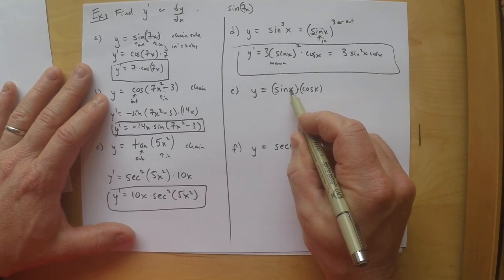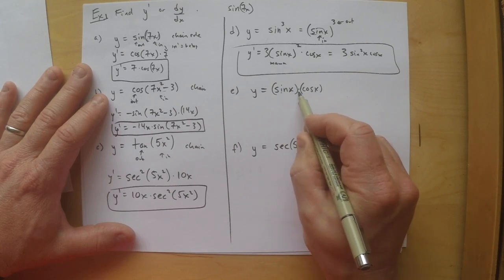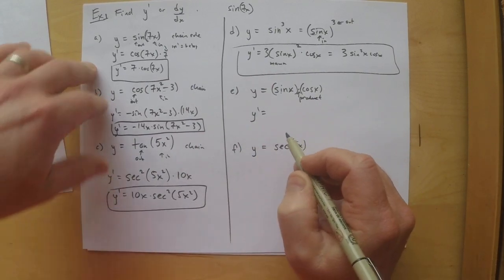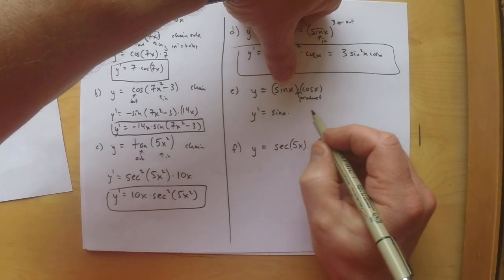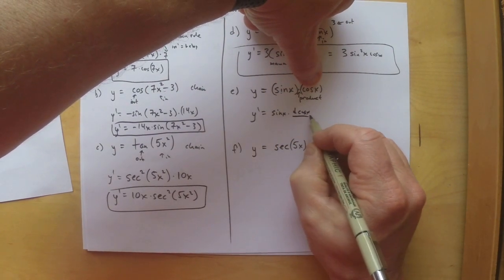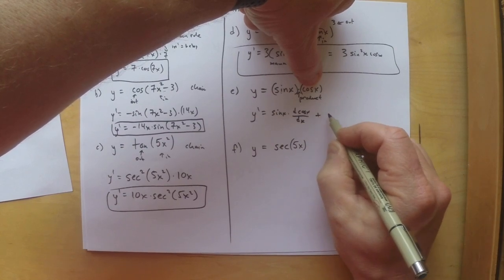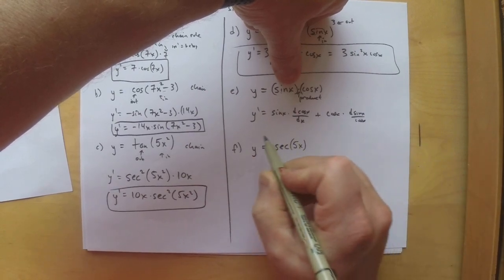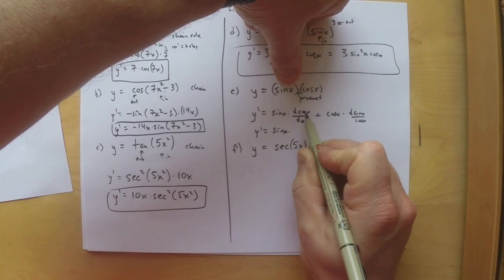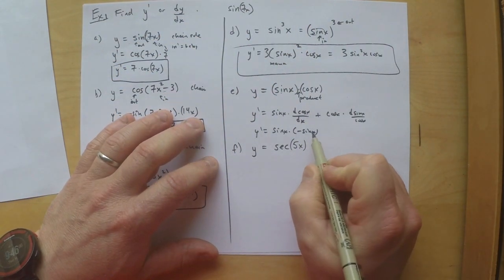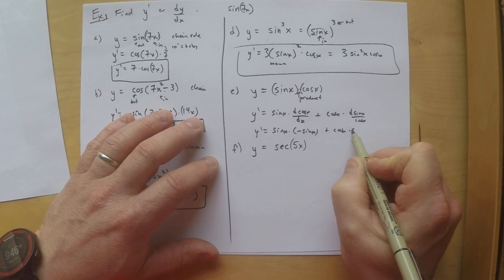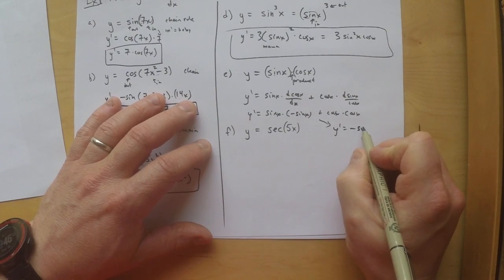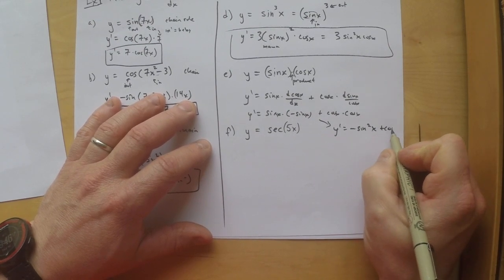Next one, sine of x times cos of x. Well, there's nothing inside this sine except for a regular x, nothing inside that cos. This is a product. So out comes your good little product rule. First function times the derivative of the second. I'm going to write it out without doing it yet. Plus the second function times the derivative of the first. So you get sine of x times derivative of cos, negative sine. Derivative of sine, cos.